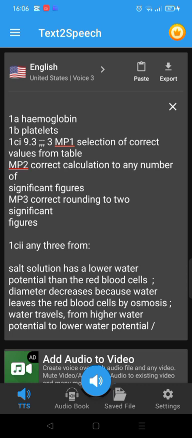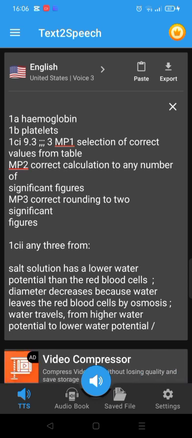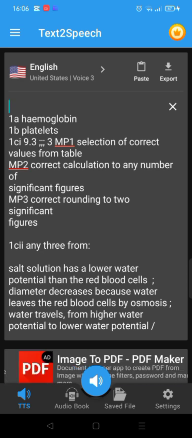1CE any 1 from: Water potential of red blood cells is the same as the salt solution. No net overall movement of water across membrane in or out of cell. 1D: red blood cells do not have a rigid cell wall.